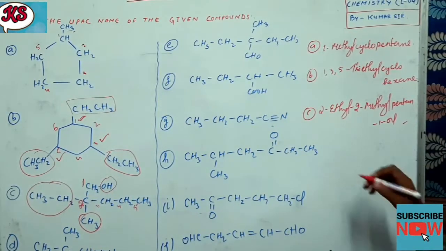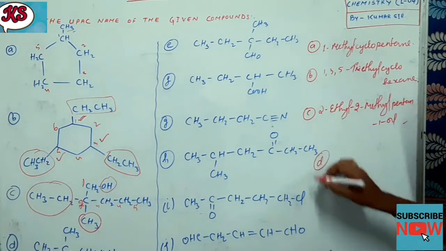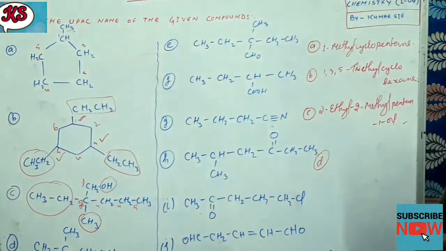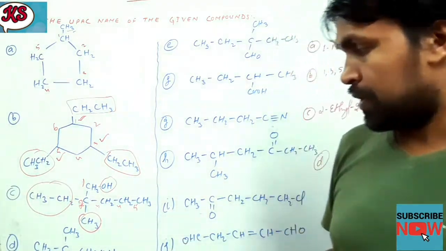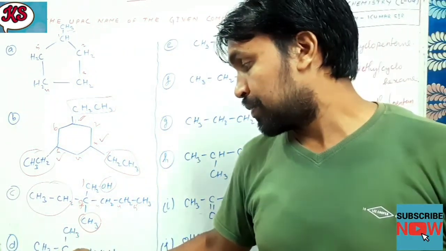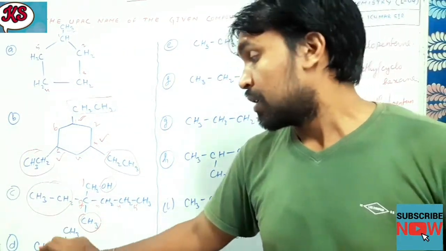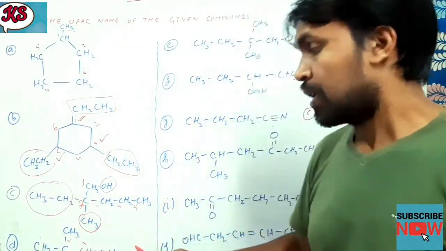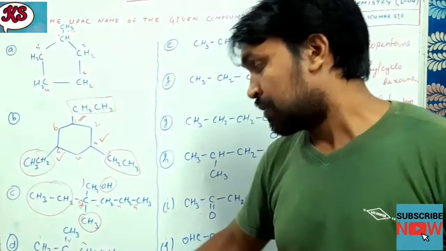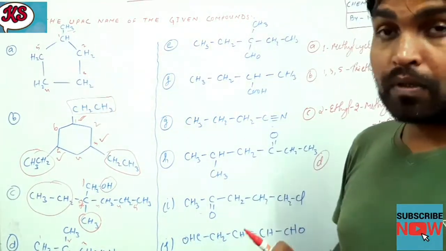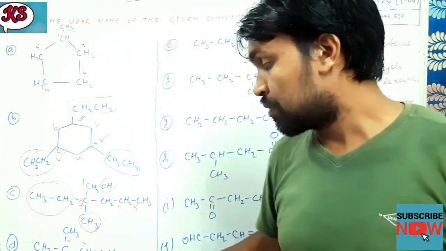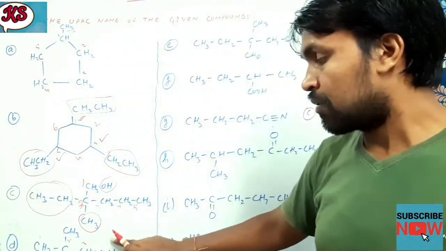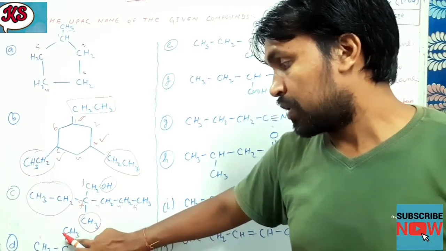Okay, so I hope you got it. Next, question number D. So in question number D, you see you have several choices. You can see 1, 2, 3. If we come this side, 3. If we go in this way, 1, 2, 3. This one also 3. But this way, when you are coming down, the carbon bearing the alcohol is not included in the main chain. But if you go in this way, the alcohol is included in the main chain, so we'll go in this way.